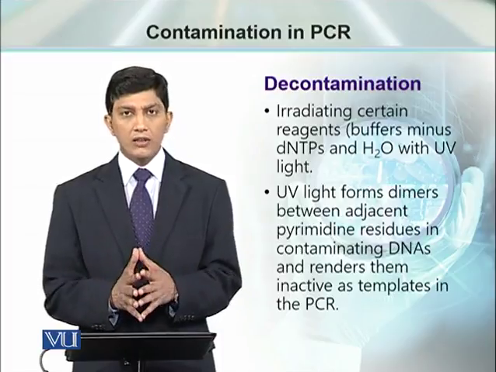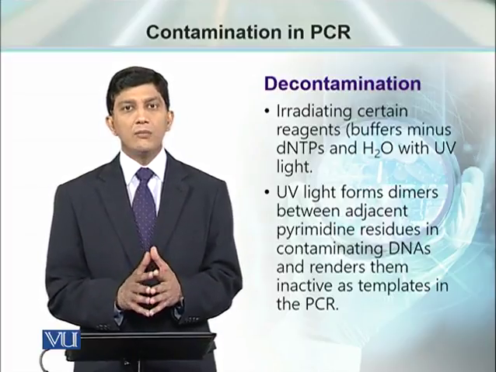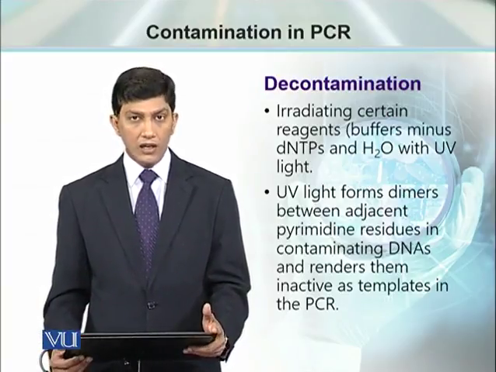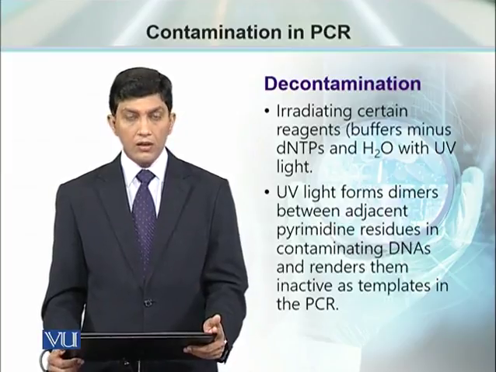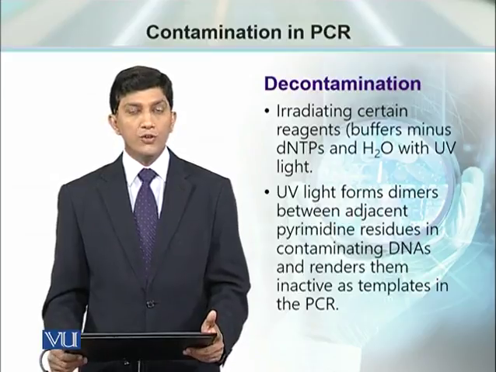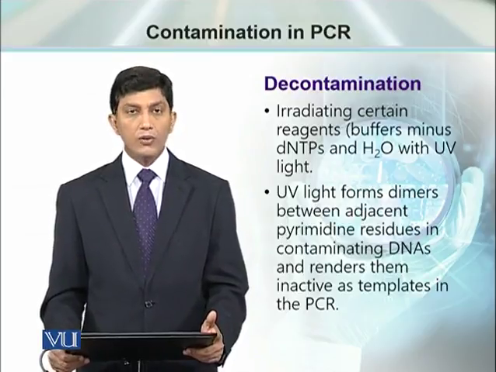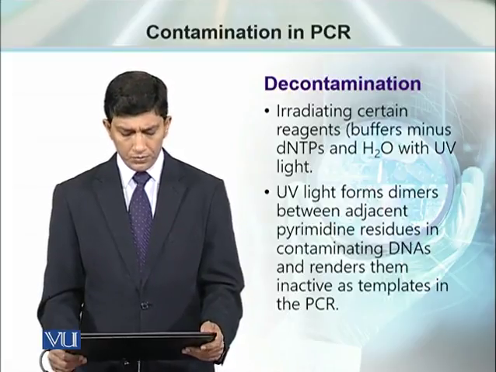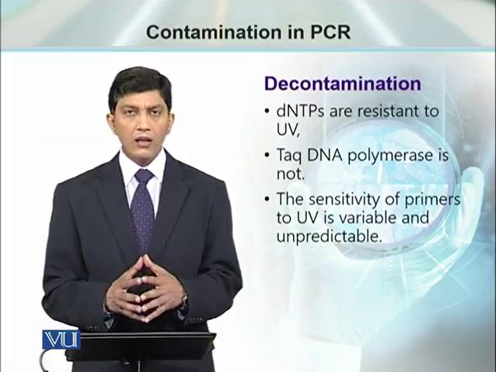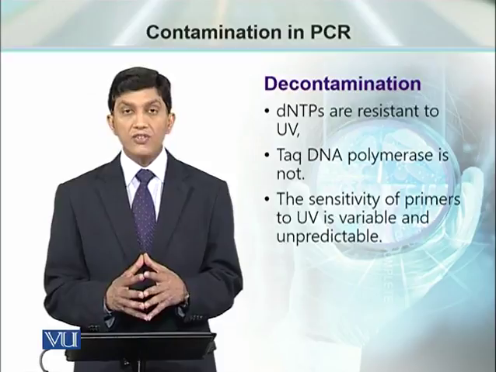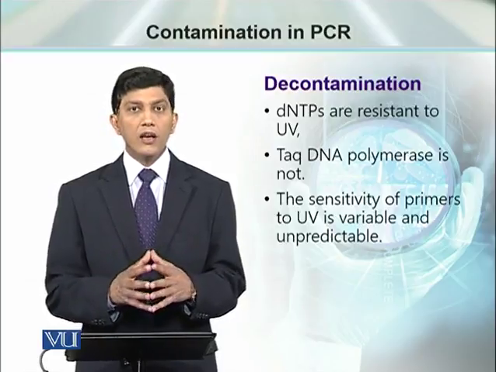If contamination occurs, then it is advised to decontaminate anything involved in PCR. Decontamination can be done by irradiation, using UV light, to buffers. Don't expose dNTPs to the UV light because UV light causes dimer formation in the DNA. So UV light can be used for decontaminating some small surfaces of the equipment, some plasticware, but not the DNA or the dNTPs.